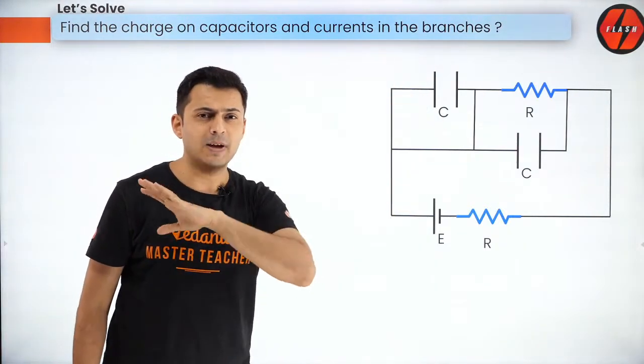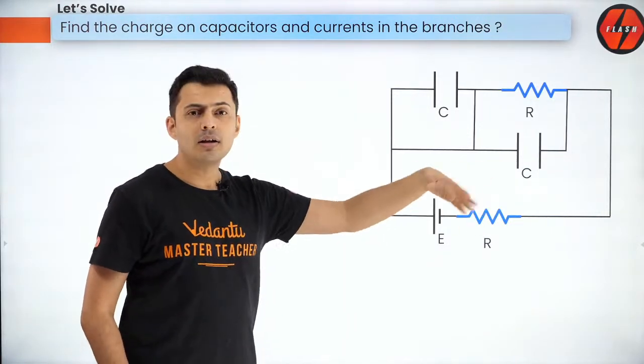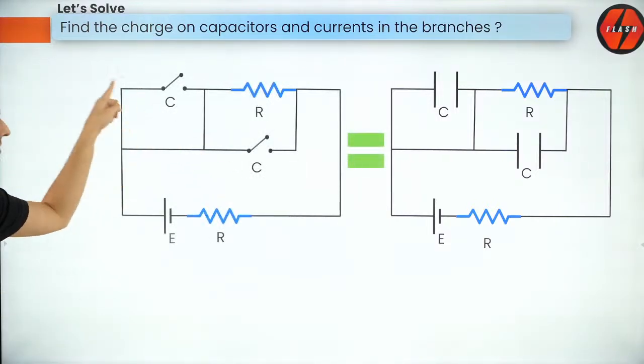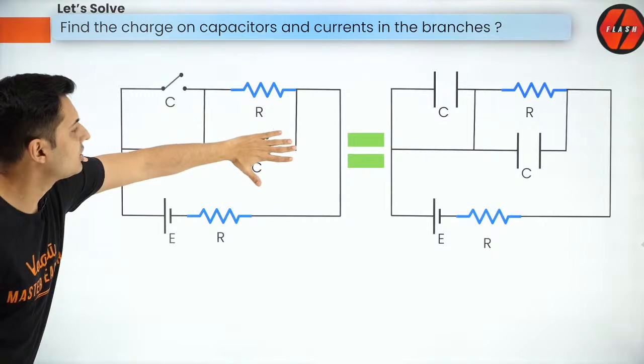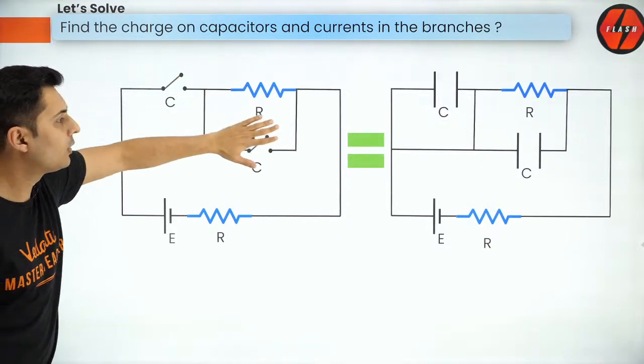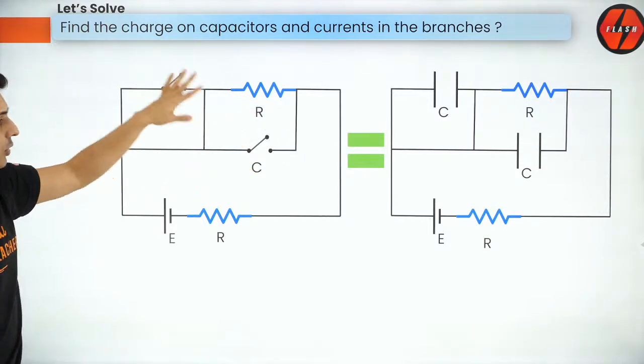Wherever there is a charged capacitor, remove it. So which are the capacitors? Two capacitors are here. Remove them. How? Like this. Convert them into switches. So this branch is useless. This branch is also useless. I hope this is clear. These two branches are useless branches. No current flowing through them.